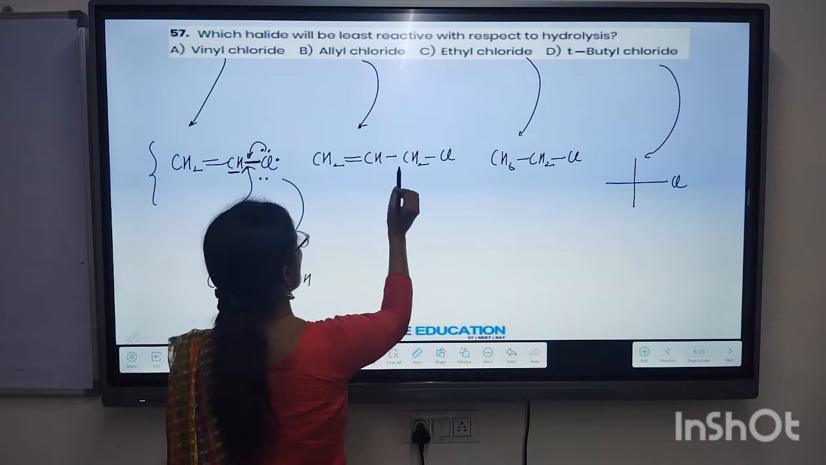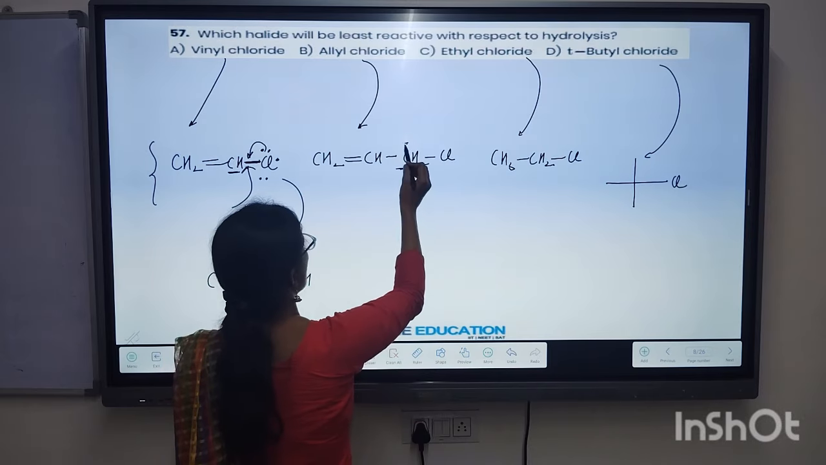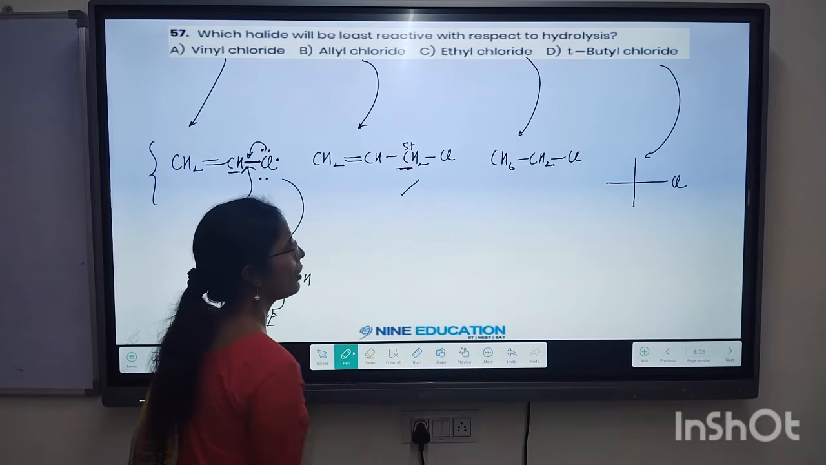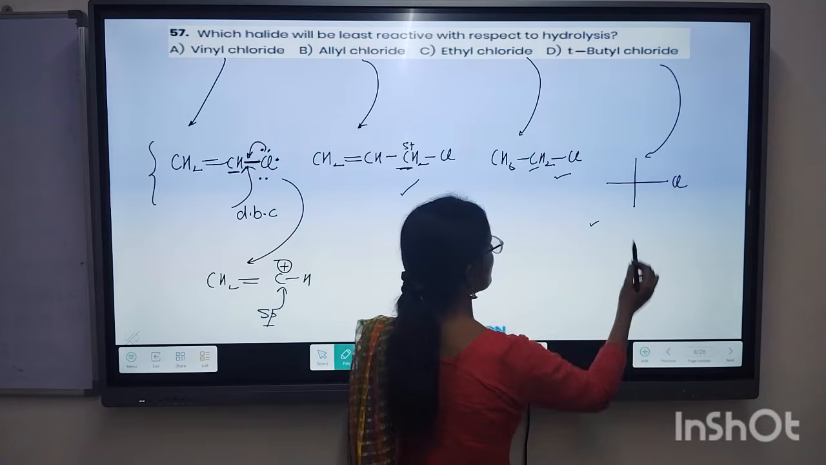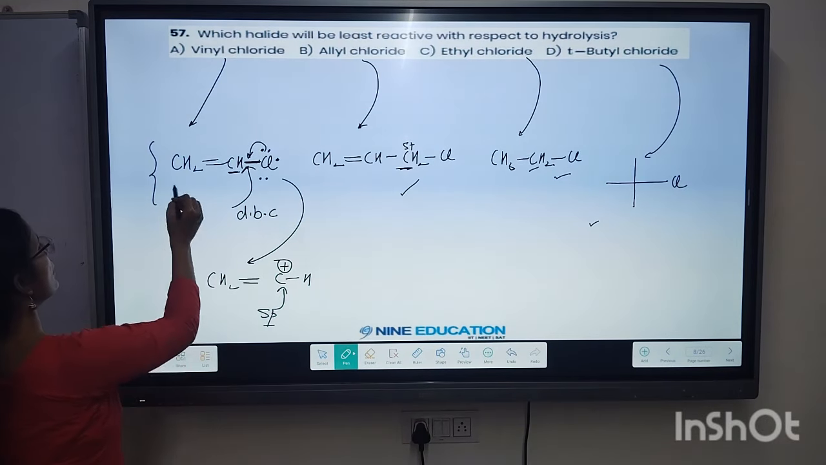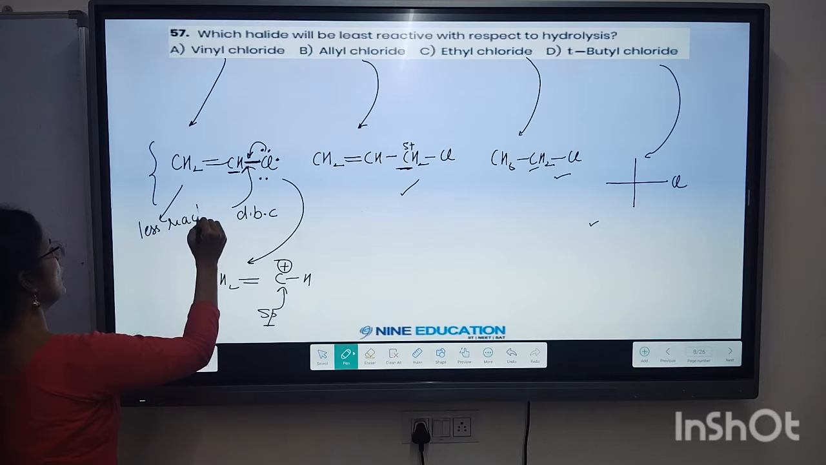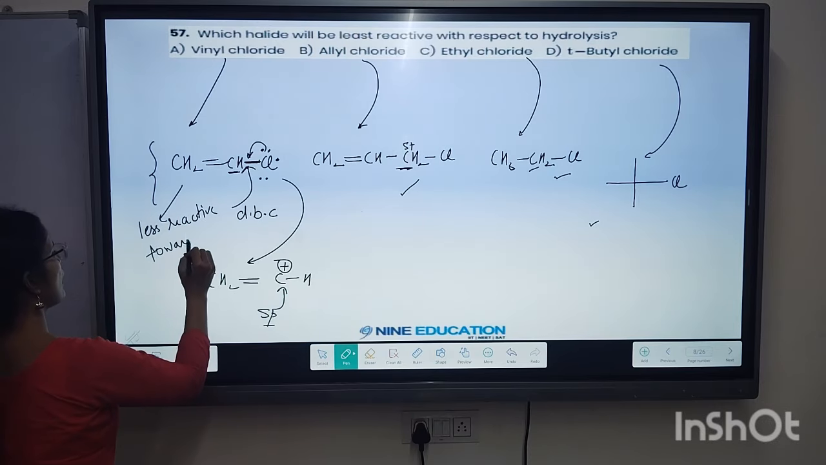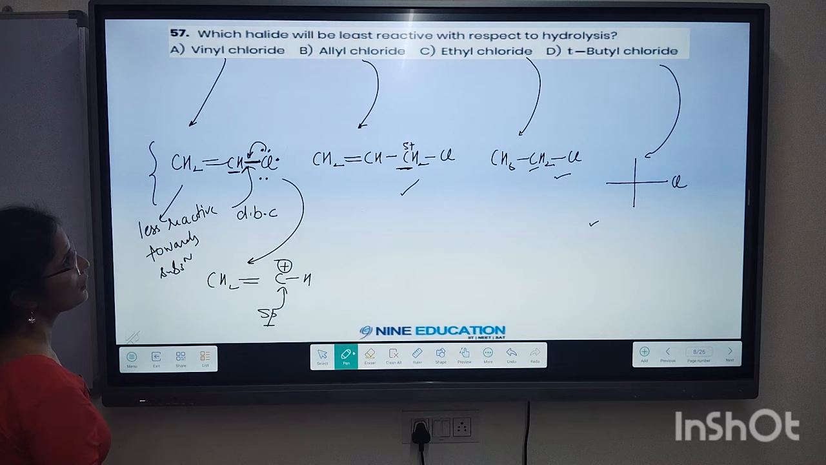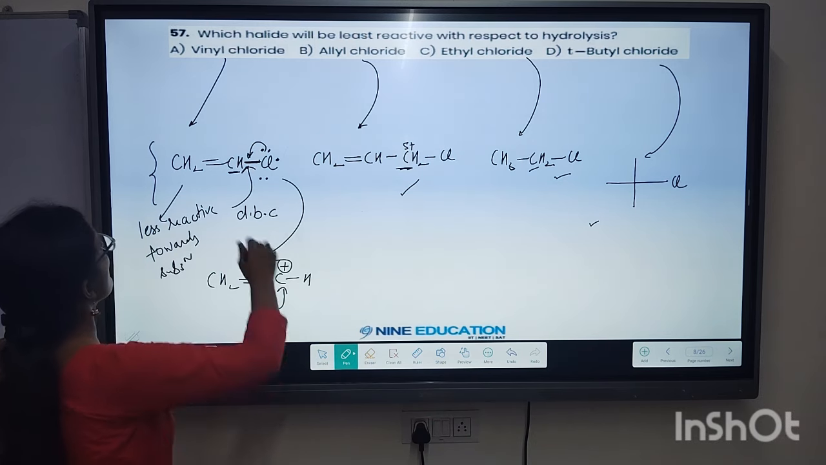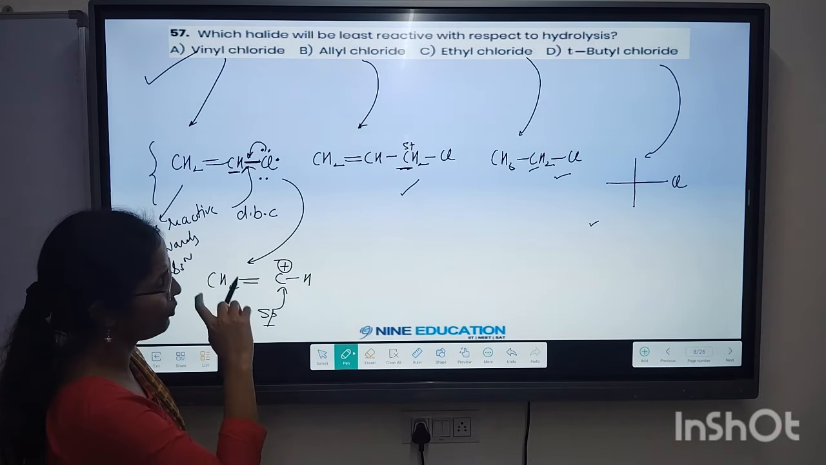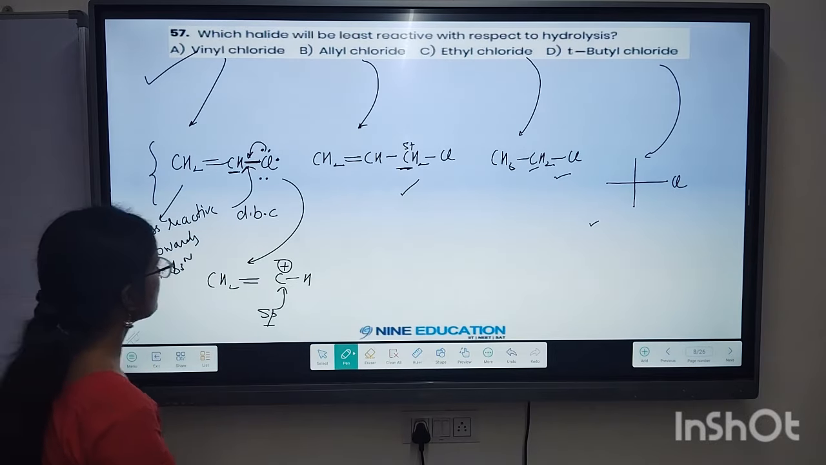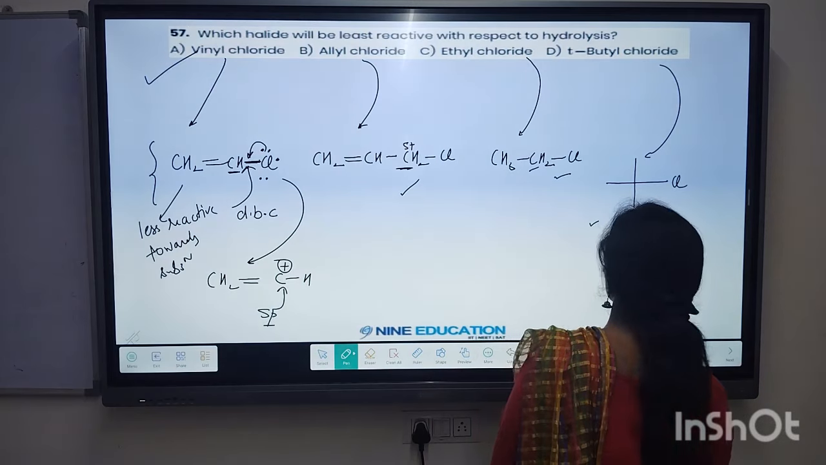Coming to allyl chloride, in this case this carbon will bear a delta positive. They give better SN1 and SN2 reactions. Here also a good SN2 type of reaction will be there, and here a good SN1 type of reaction will be there. But vinyl chloride will be less reactive towards substitution. And here we are talking about hydrolysis, right? So it will be least reactive towards hydrolysis. So the correct answer will be option A. The rest all have more reactivity towards hydrolysis.